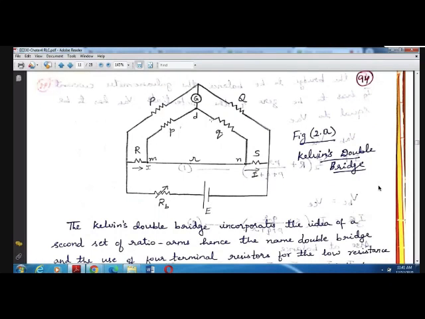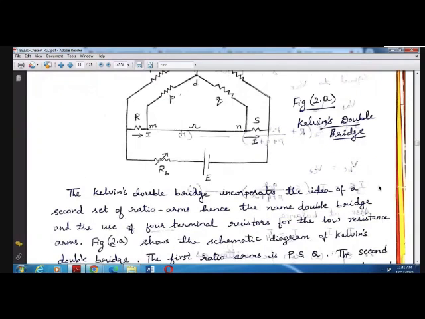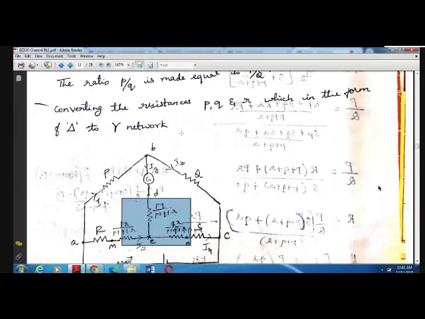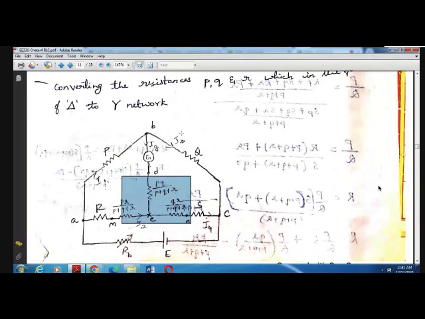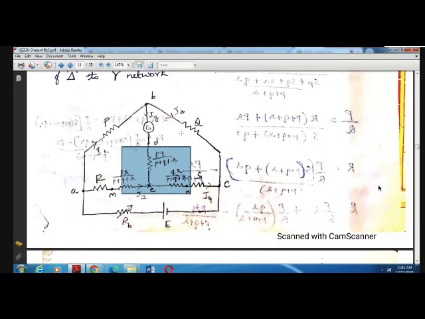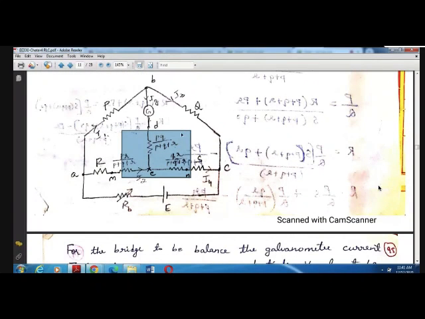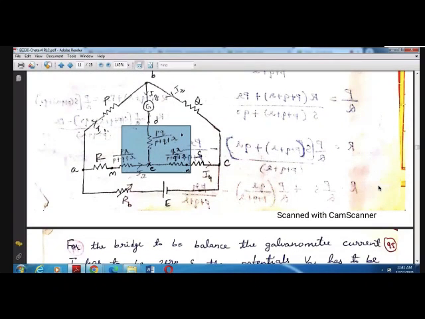Yes, ma'am. Okay, so this P, Q, and R, which was in delta, has been connected in star. So we get a circuit like this after doing the conversion. Now let us obtain the equation keeping this bridge as the consideration.